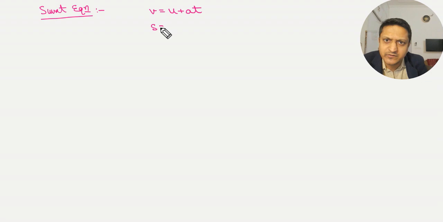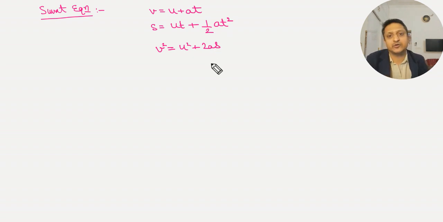The second SUVAT equation is s equals ut plus half at squared. And the third one is v squared equals u squared plus 2as. These equations are also given in your data booklet, so you can use them.